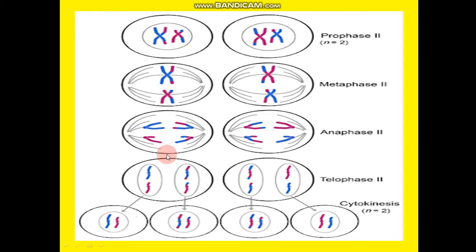Then comes anaphase 2. In anaphase 2, the spindle fibers condense again, and when the spindle fibers condense, what will happen? Due to shrinking of the spindle fibers, the chromatids will be separated from the centromere and they will move apart, forming V shape or J shape or L shape, depending on the position of the centromere.